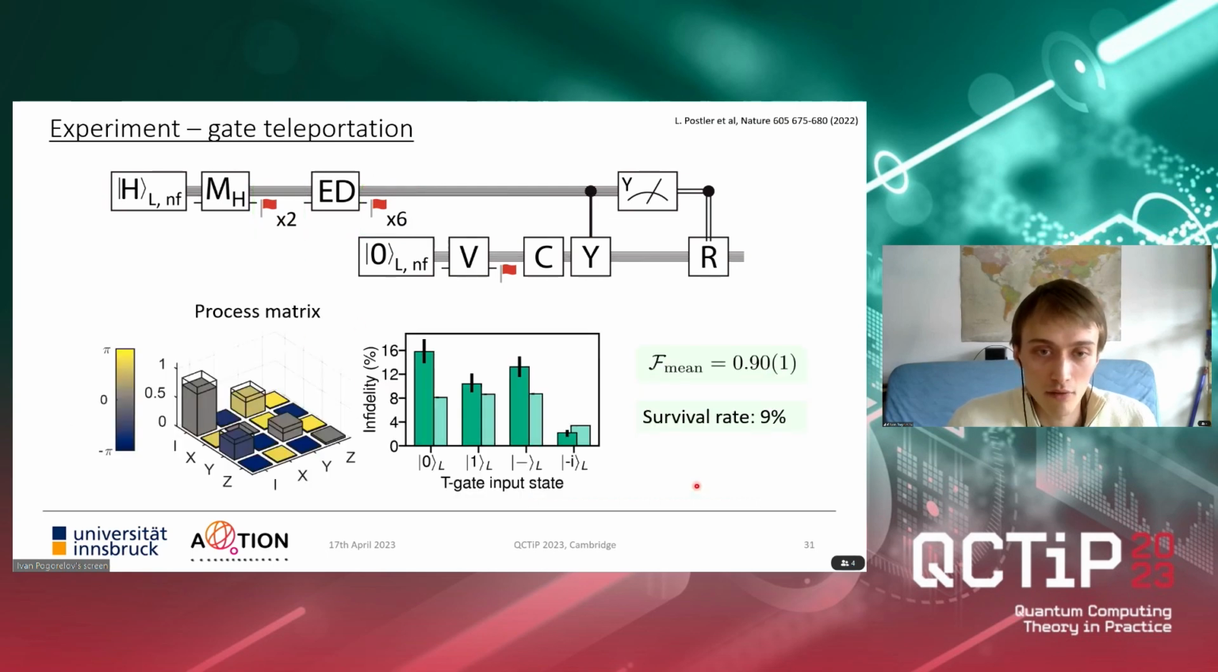So once we did all of this, we have the following fidelities. Here is the process matrix of a T-gate and infidelities over different input states. Mean fidelity is around 90%, and survival rate is around 10%, like it was for magic state preparation. So with this, we conclude the universal gate set, because we did single qubit gates, CNOT, and non-Clifford gate, which is T gate, this one. Well, that concludes my talk.